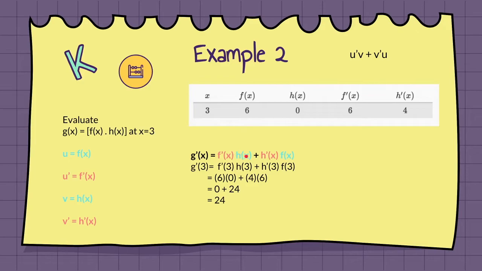So here I will replace all the x's with 3 because in the question they told me x is equal to 3. So f prime, as you can see, is 6, so I'll replace f prime of 3 with 6, and then h of 3 is 0. I'll put the 0 and then I'll complete it. So 6 plus 0, 6 multiplied by 0 is 0, and then 4 multiplied by 6 is 24. I'll add them and I'll get the final answer.